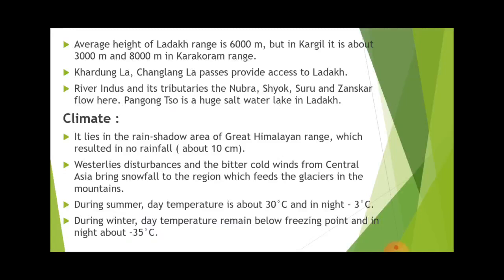These westerly disturbances blow at the higher altitude, which we had already read in chapter number 6 on weather and climate. There you read that the westerly disturbance blows into the temperate zones, and at the higher altitude they are bitterly cold winds that come from Central Asia. They bring snowfall to the region, which feeds the glaciers in the mountains. So the mountain glaciers get fed layer by layer because of the cold wind, the westerly disturbance that comes from Central Asia and reaches the Himalayan regions.